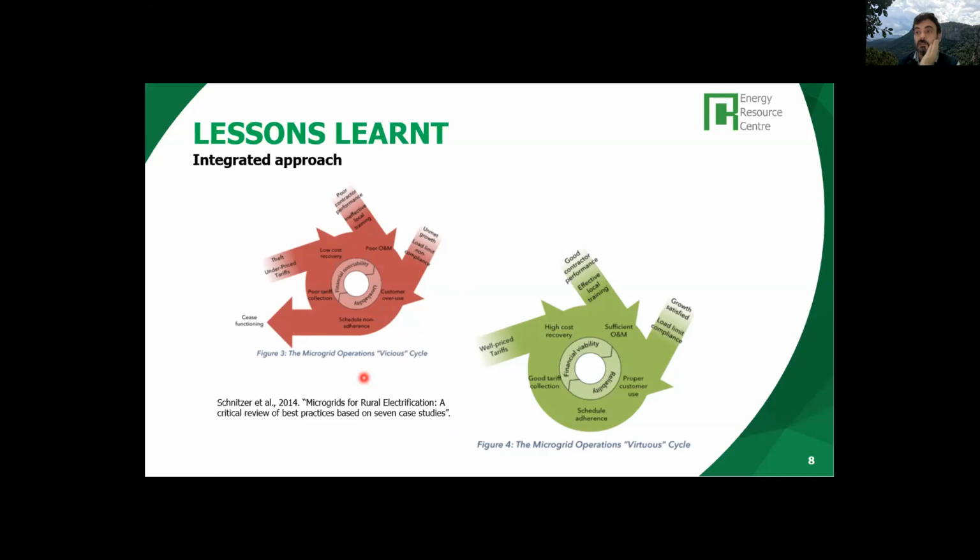On the contrary, when things are properly planned and executed in an integrated way, we can think of a virtuous cycle where everything works together, and the electricity service can continue on and on, with the difficulties being worked on and properly planned.